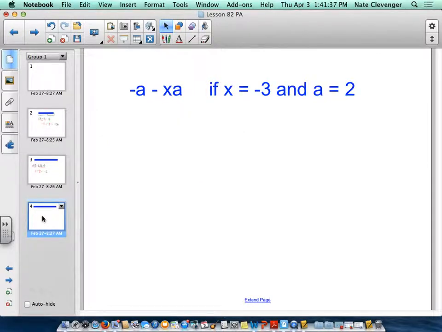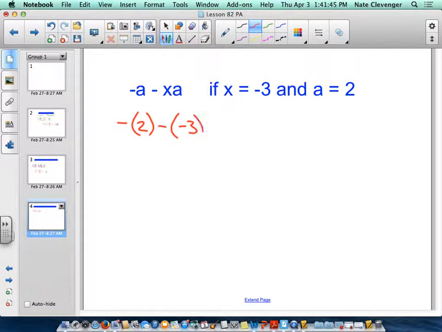So again, another one, they're not both negative values that we're plugging in, but still plug in using parentheses. I can simplify that down to negative 2 minus, and I have a negative 3 times 2 is negative 6, so I have a minus a negative is plus plus.